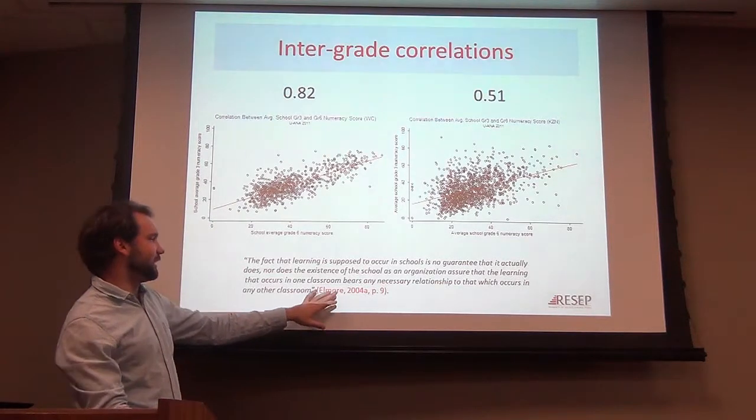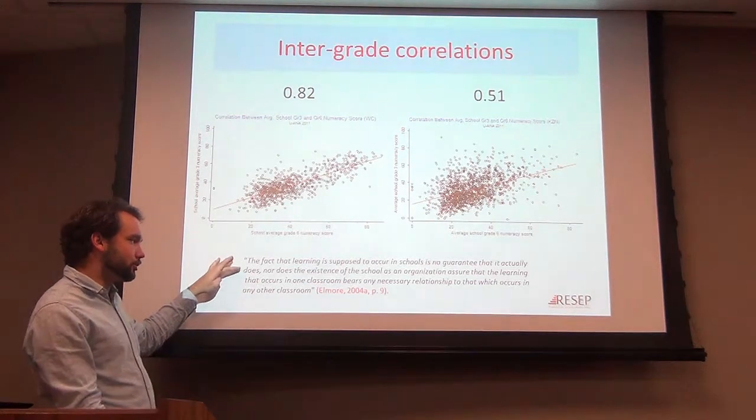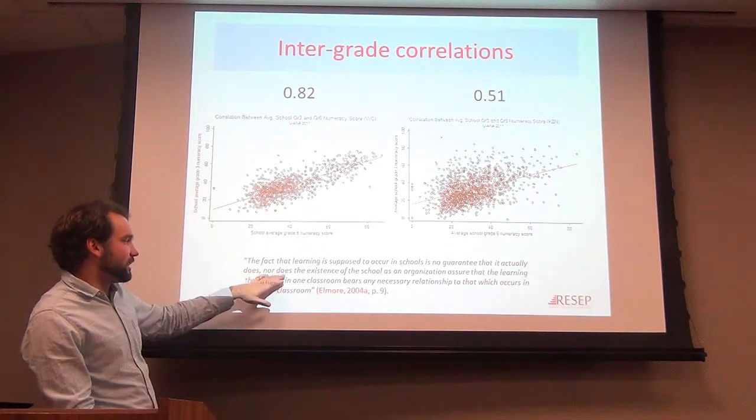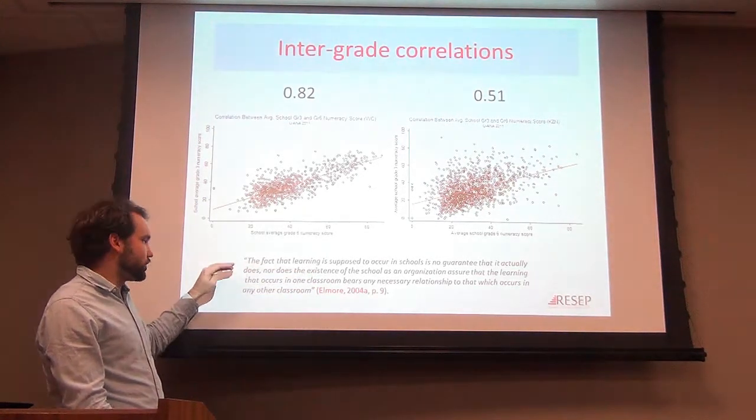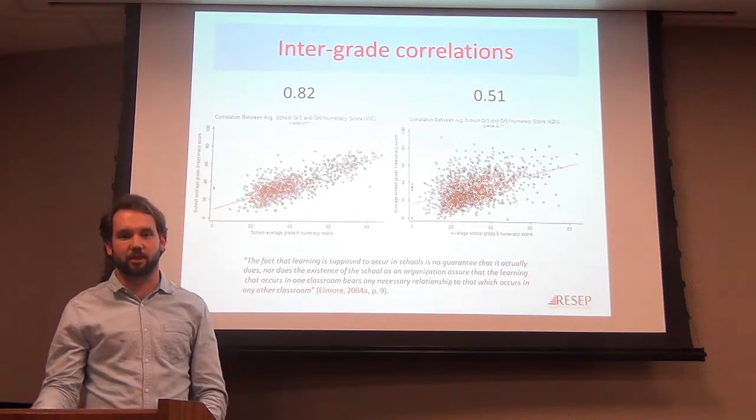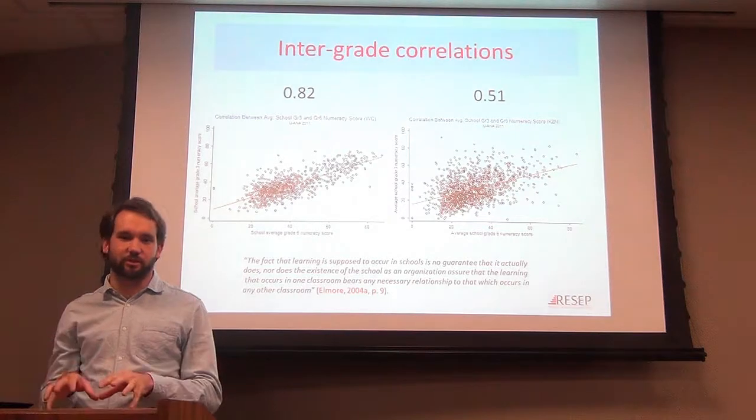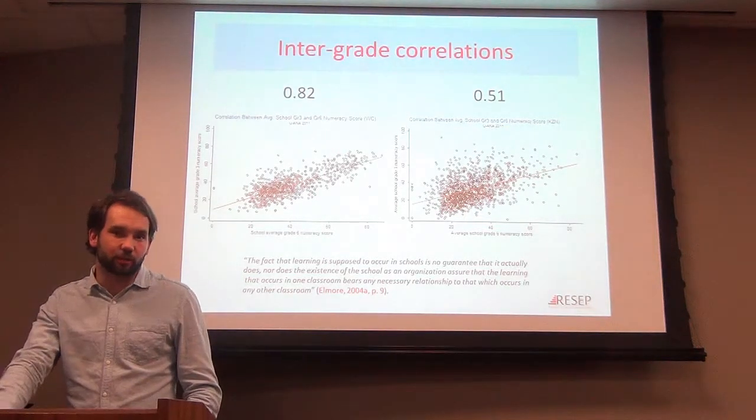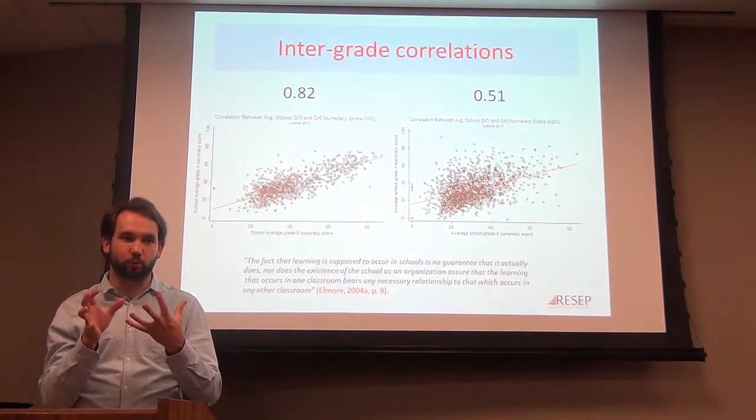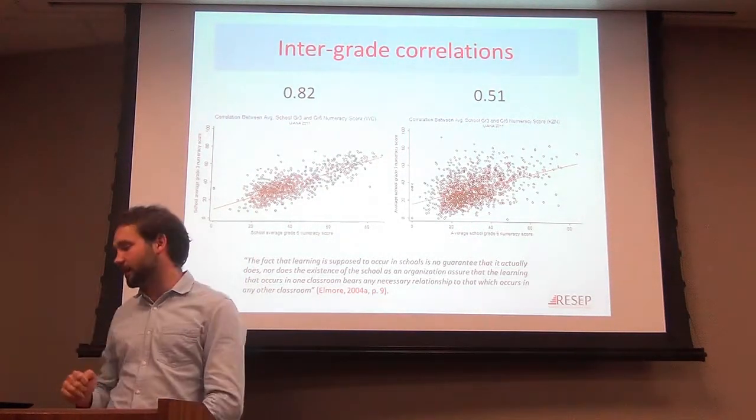Elmore says here, from the American case, but I think it's very pertinent to this: the fact that learning is supposed to occur in classrooms and schools is no guarantee that it actually does, nor does the existence of the school as an organization assure that the learning that occurs in one classroom bears any necessary relationship to what occurs in another classroom. So this is pointing to things like internal accountability, where in a very dysfunctional school, you may have a good teacher who performs well, but the rest of the school doesn't. Whereas we think in better performing schools, there's this sort of culture of accountability between teachers, between grades, etc.